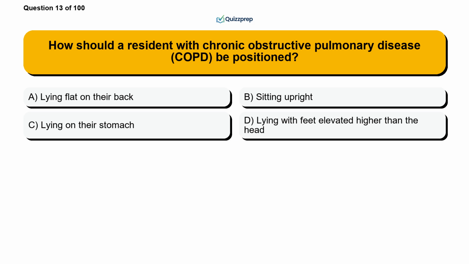Question 13. How should a resident with chronic obstructive pulmonary disease, COPD, be positioned? Option A, lying flat on their back. Option B, sitting upright. Option C, lying on their stomach. Option D, lying with feet elevated higher than the head. The correct answer is option B, sitting upright.